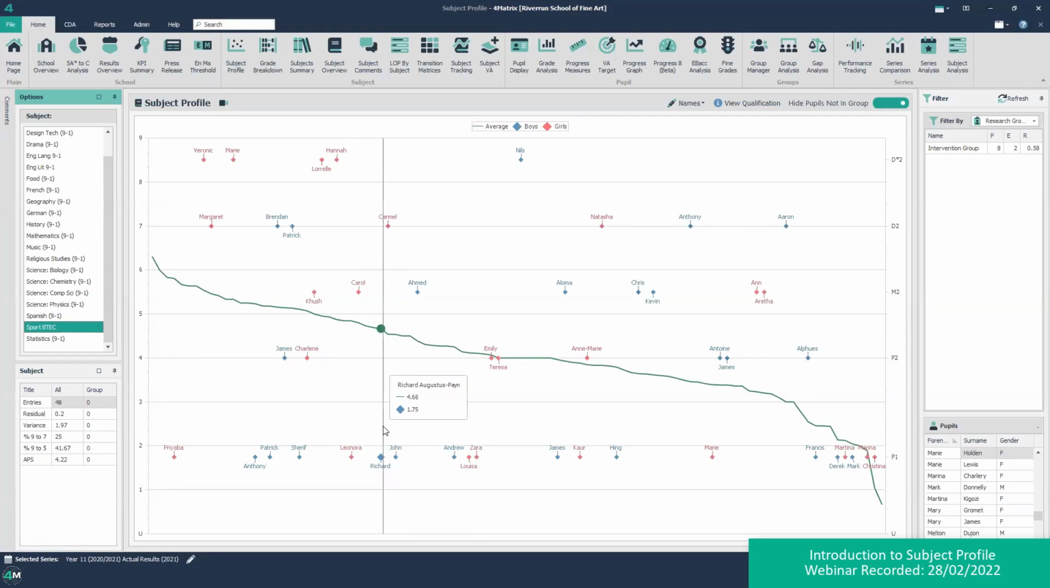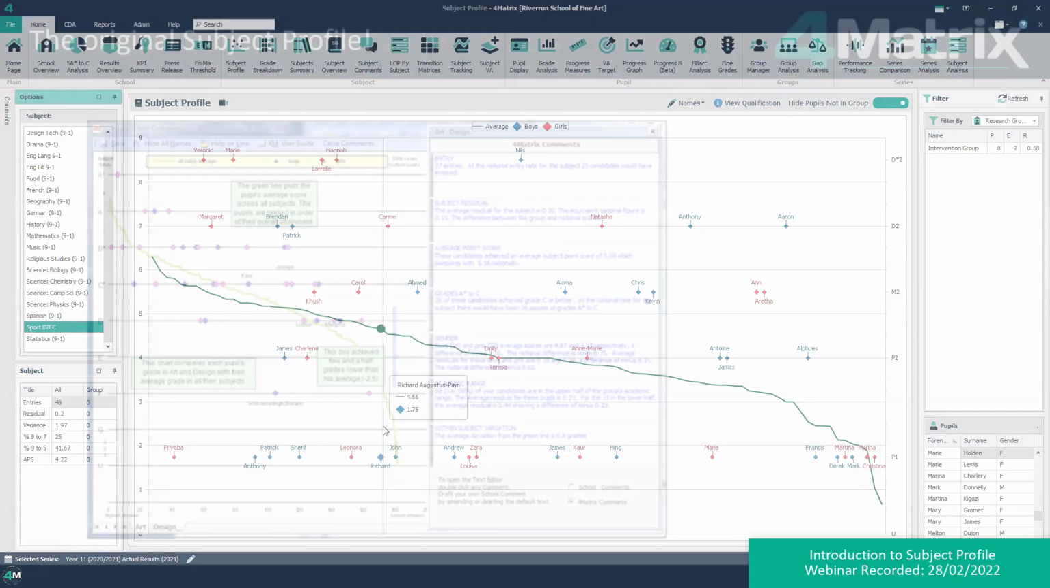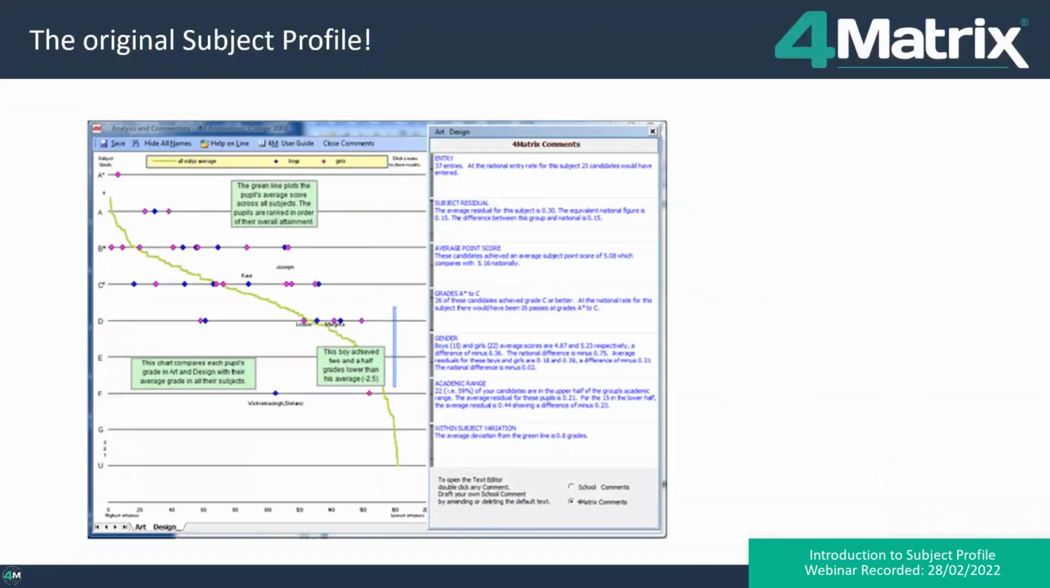So that concludes the webinar. In summary, the subject profile, residual, and the distribution are powerful tools for examining in-school variation. So it's kind of worth mentioning that the subject profile tool is actually quite an iconic screen in 4Matrix, as it's the first analytical tool we ever produced back in 2008. So at that time, it was produced in Excel. So I've included a screenshot of what it looks like here. And so hopefully you've seen that things have moved on a little bit since then.